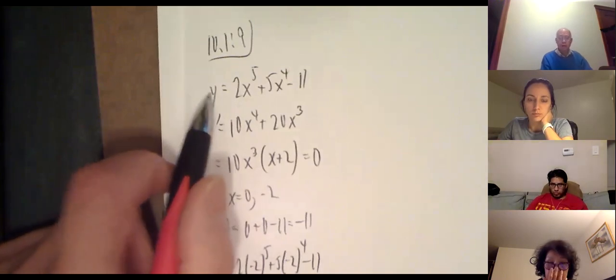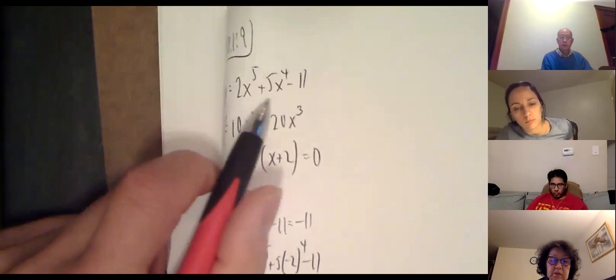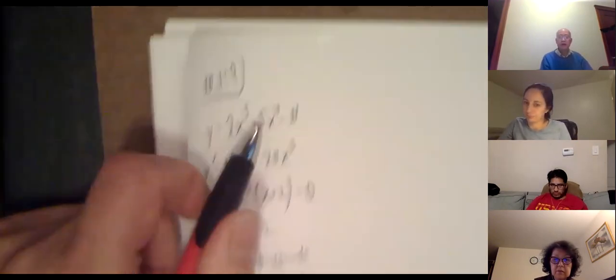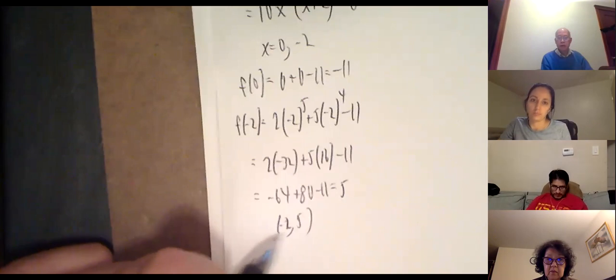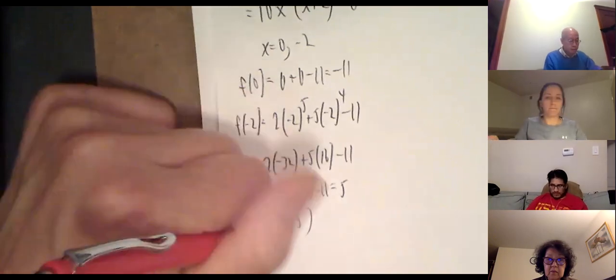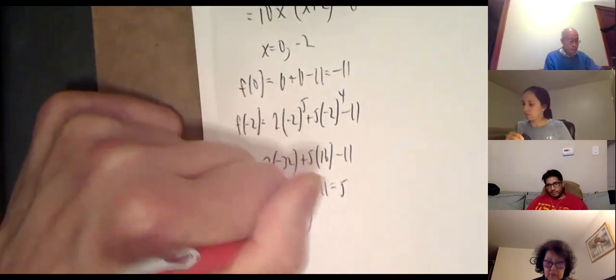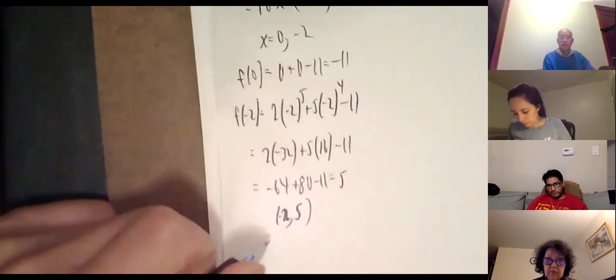Right? So how do I find y? I plug in here, not here. Okay. 0 gives me negative 11. And I think negative 2 gives me 5. Well, I'm going to go with it, and tell you what, if somebody tells me that I'm wrong, okay. Otherwise I'm going with negative 2, 5.